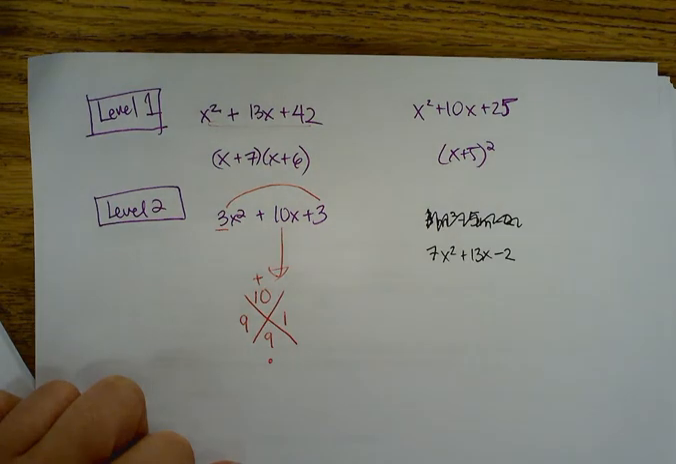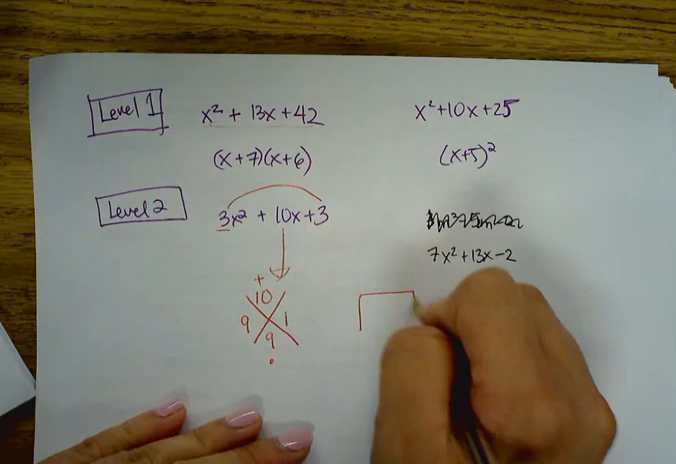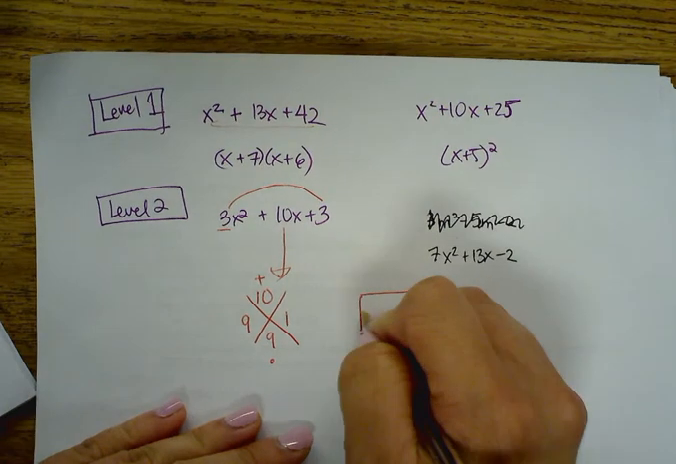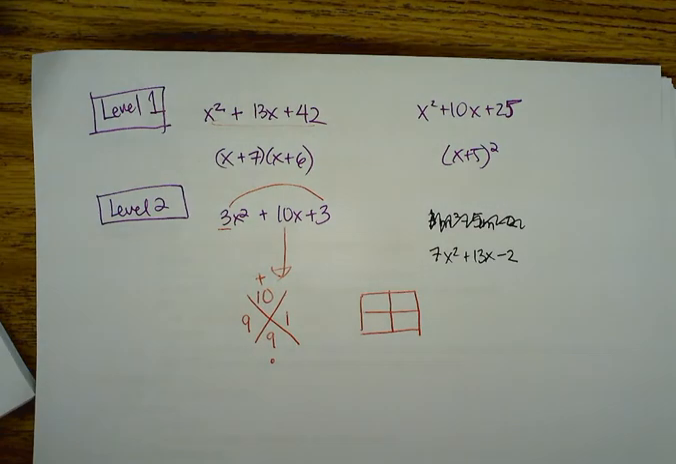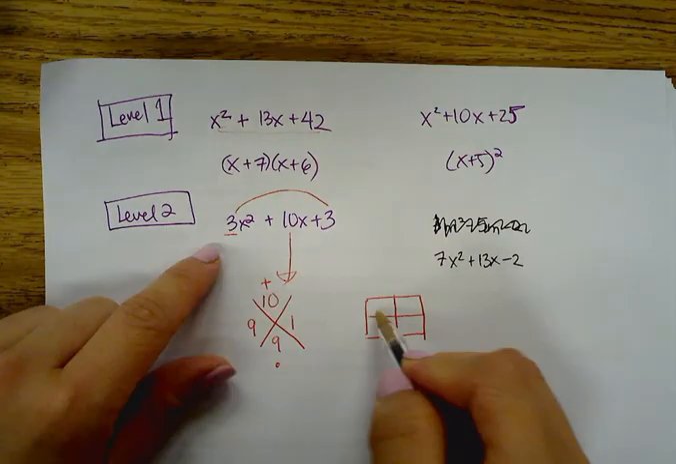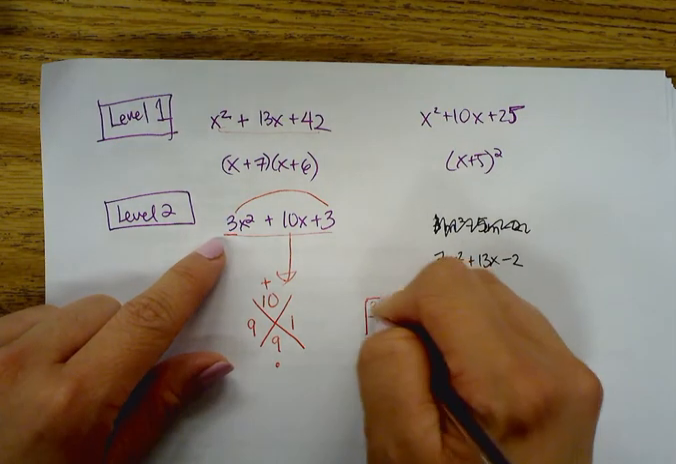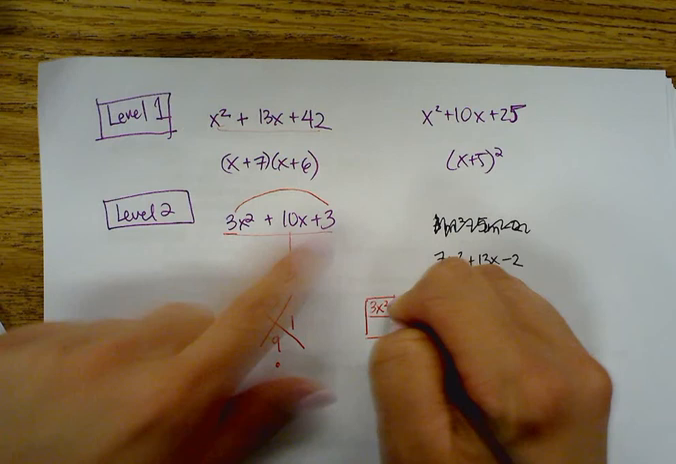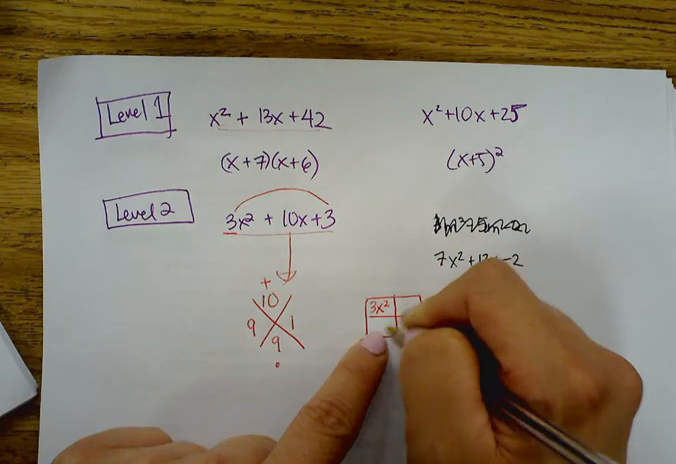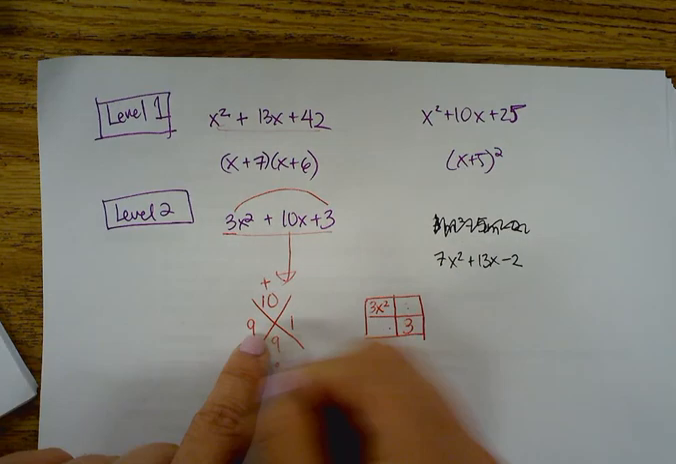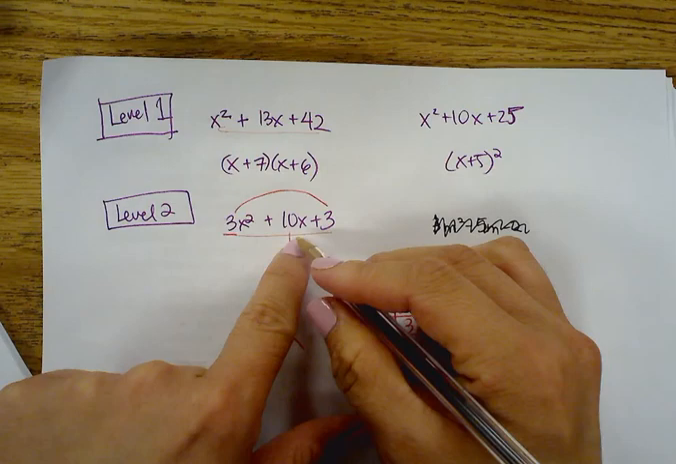So some of you might like to use the box method. I used to love it, but I don't like it as much as I used to, and I'll tell you why in a minute. But if you want to use the box method, the area model, all of these boxes should add up to this. So we have 3x squared, we have 3, and we have to make 10x, but we're splitting that 10x into 9x and 1x, okay? 9x plus 1x equals 10x. So really all of this is here, right?